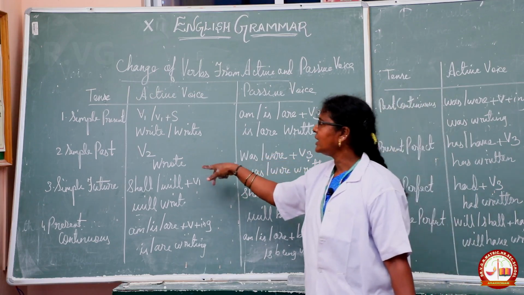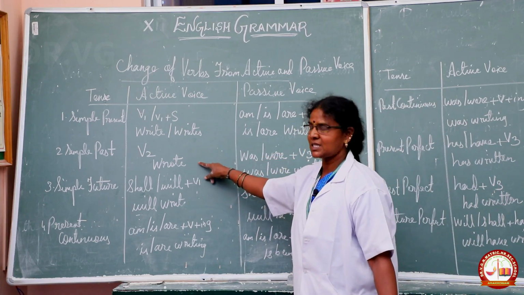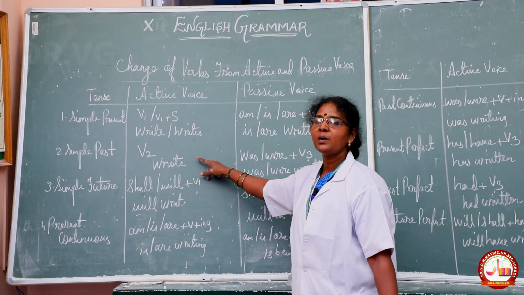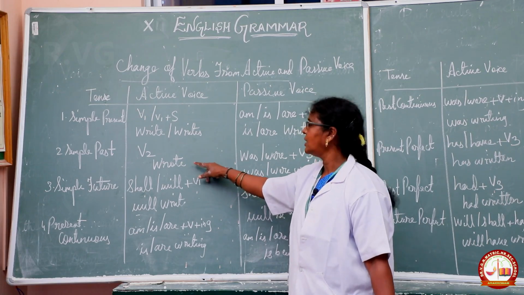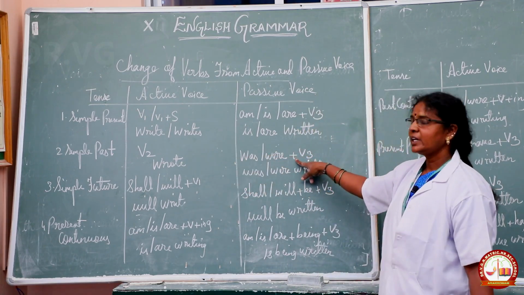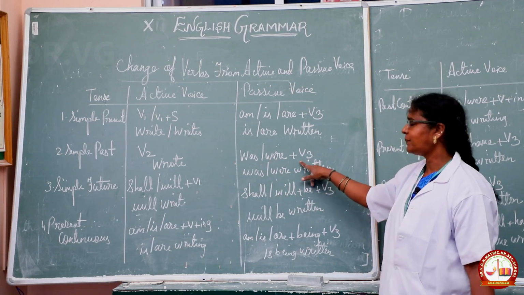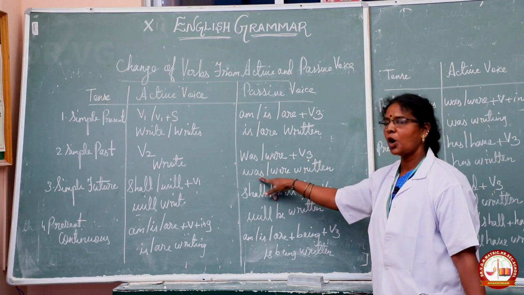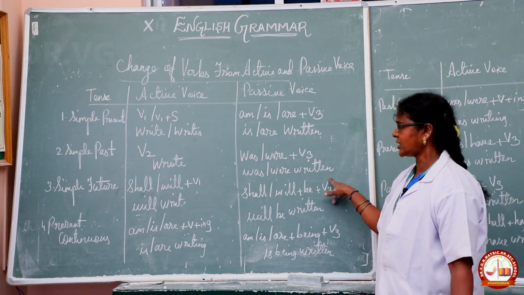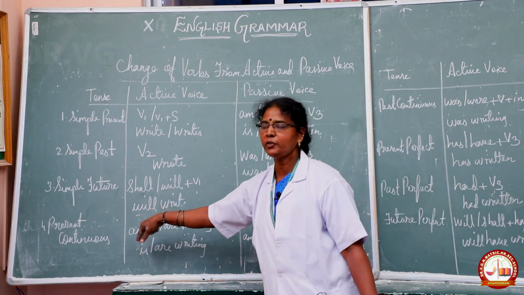The next one, if the active voice is in past tense, that means V2. V2 means past tense, that is wrote. In passive voice, it must be changed into was/were plus V3. That means was written, were written.